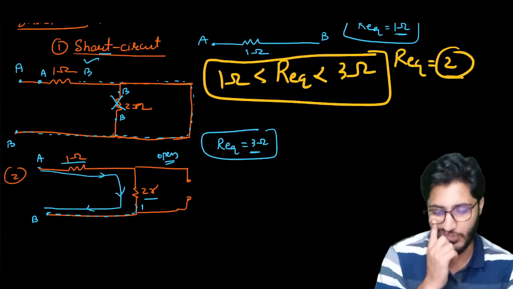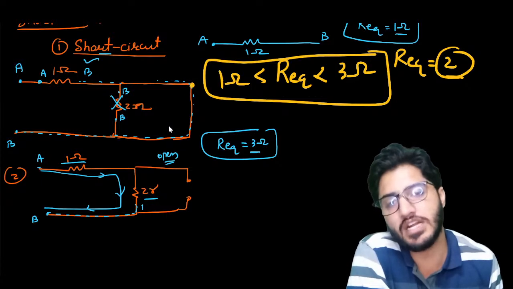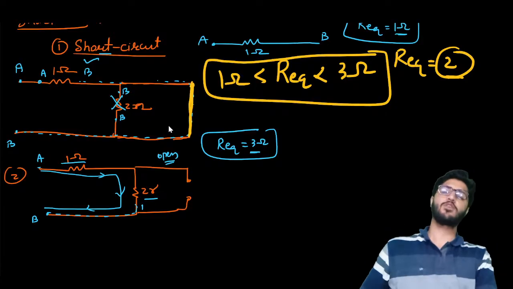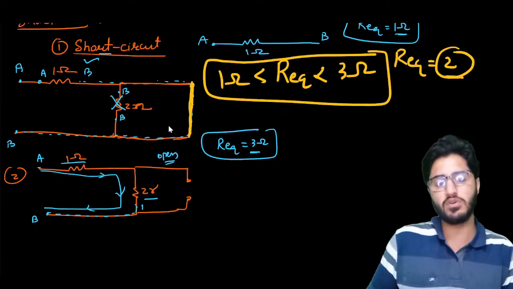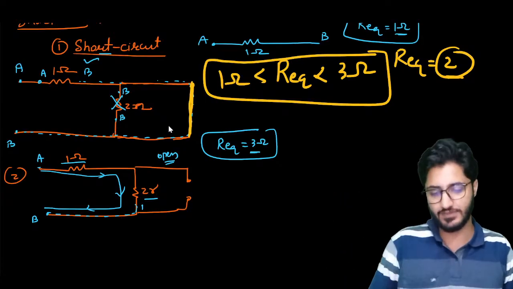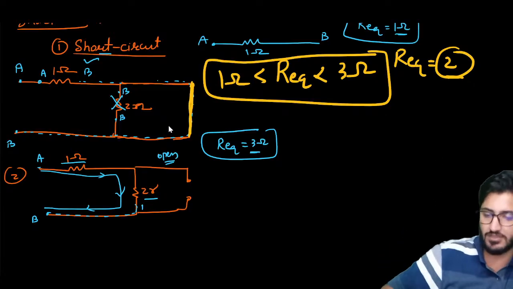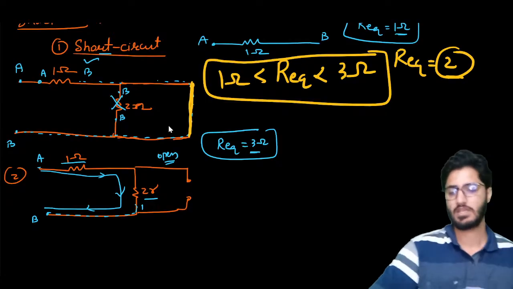What is the convention for short circuit? If you want to do a short circuit between any two points, just join the two points without any resistance, and you will get a short circuit. Done.